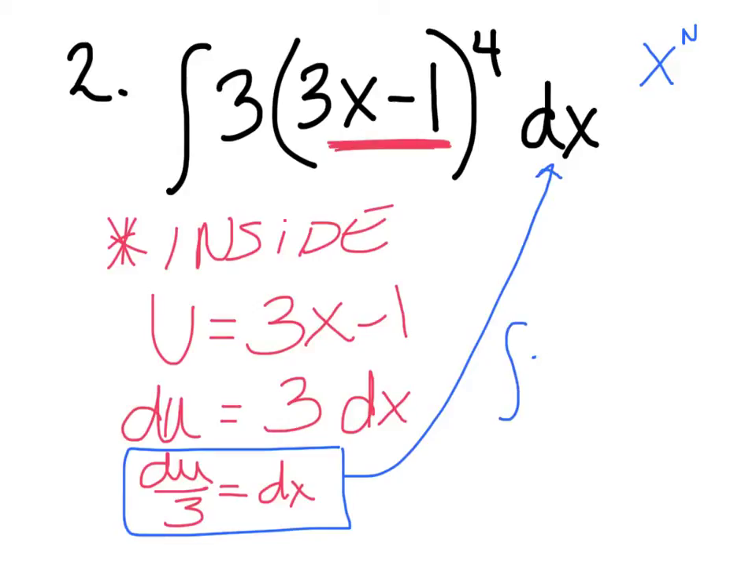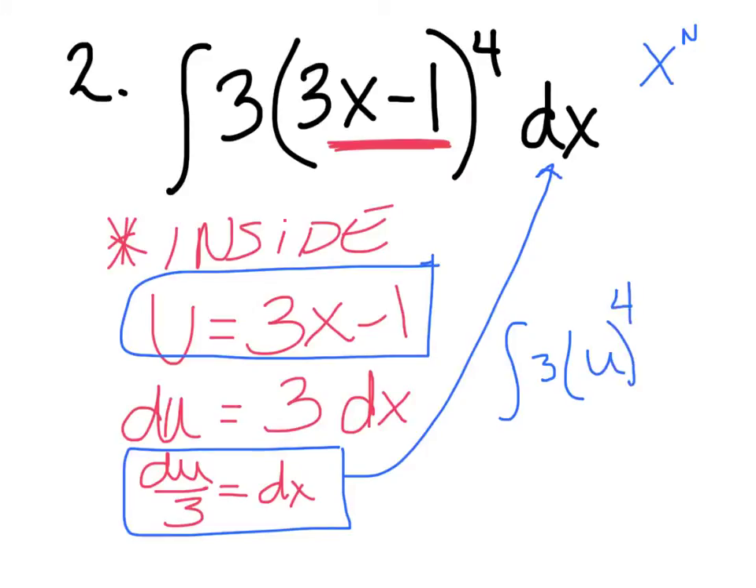So I get the integral of 3. I'll leave this here. Well, I'm going to do another step at the same time here. This 3x minus 1 is going to go in for my u to the fourth. And in place of that dx, I'm putting du over 3. Okay, so I made 2 substitutions. I substituted this u into the dx, and I put my u in here.